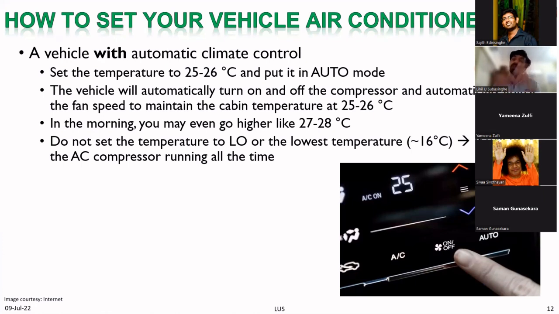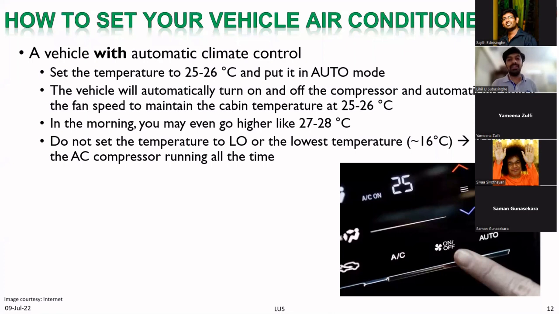Accordingly, it will also change the air conditioning vents. Sometimes it will blow air through the air vents right next to you, in front of you. Sometimes it will automatically switch to the air vents directed towards your feet. Likewise, the air conditioning system automatically changes some of its parameters in order to maintain the temperature at 26 degrees Celsius.